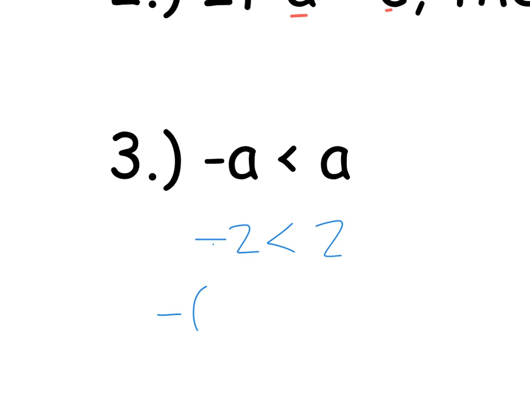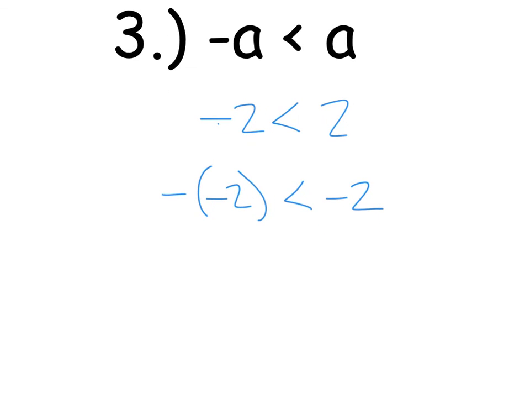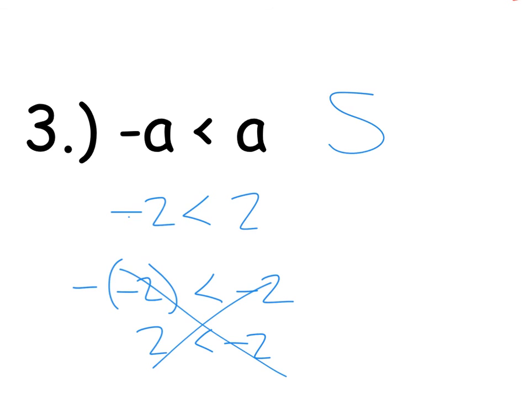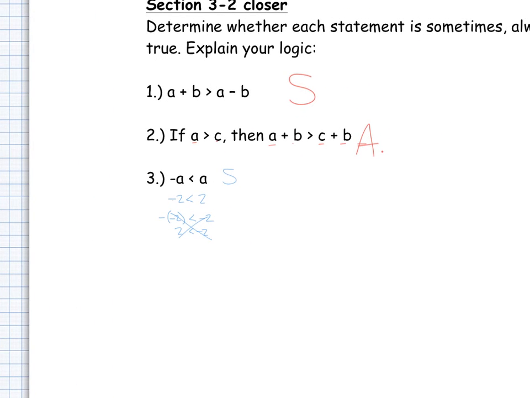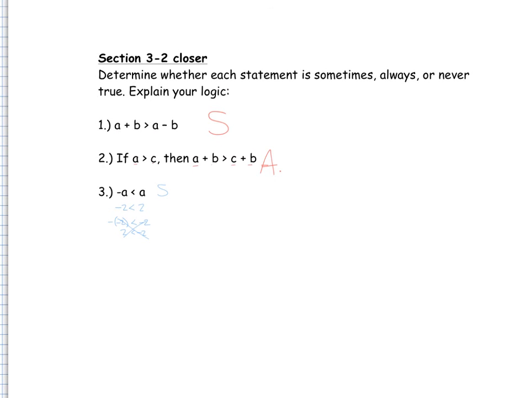But what if A was negative 2? Then this would be the opposite of negative 2. And we're seeing if that's less than negative 2. Well, the opposite of negative 2 is 2. Is 2 less than negative 2? No, it's not. So sometimes this works, sometimes it doesn't. Just a little brain exercise with inequalities there.